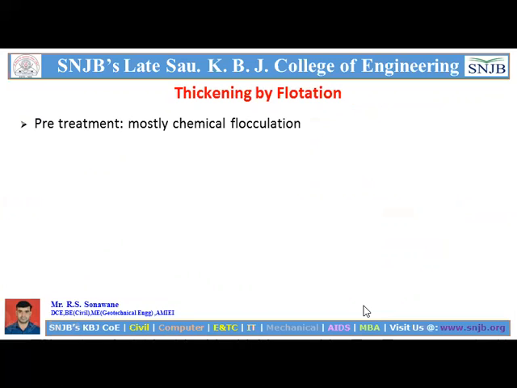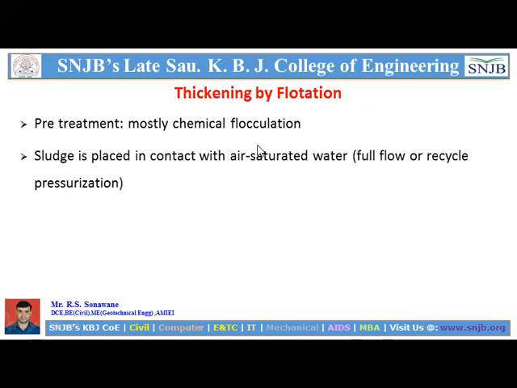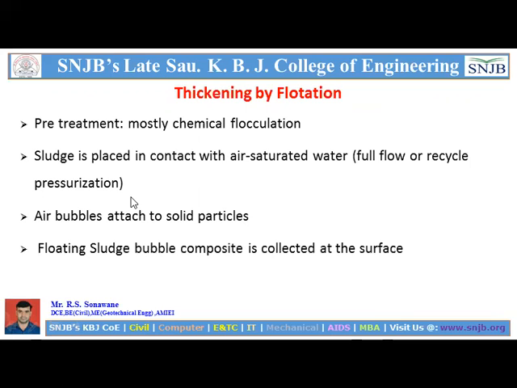Now we will discuss thickening by flotation. First, pre-treatment is required, mostly chemical flocculation. The sludge is brought into contact with air-saturated water from the recycle pressurization flow. The air bubbles attach to the solid particles. The floating sludge-bubble composite is collected at the surface, and water is recovered under the scum and removed. This is about thickening by flotation.